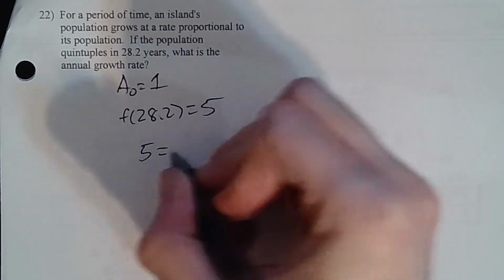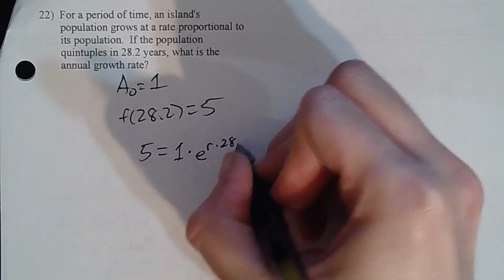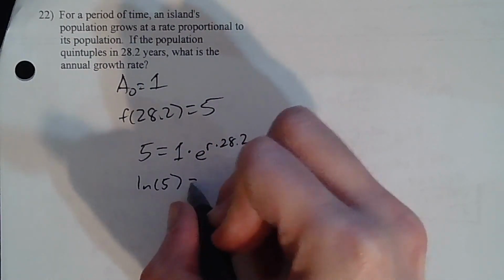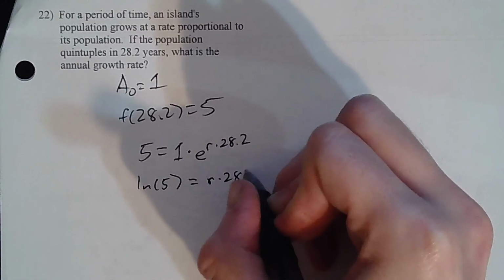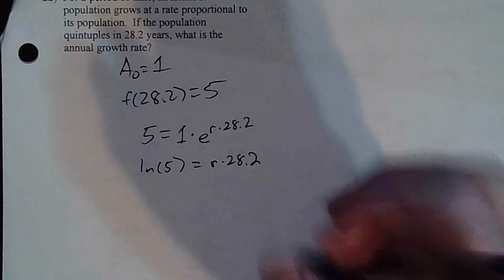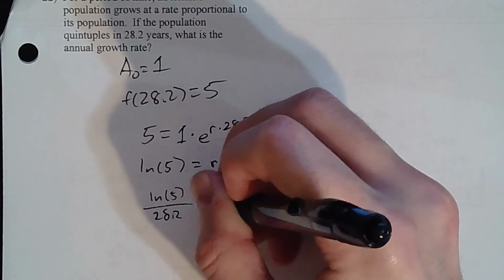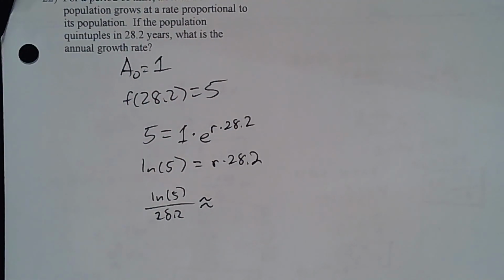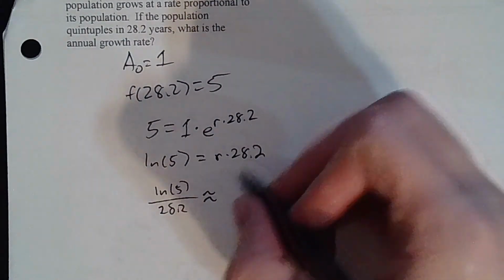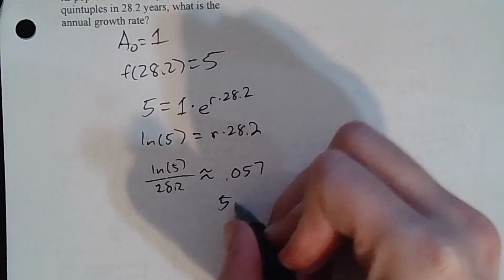So 5 equals 1 multiplied by e to the r times 28.2. Dividing by 1 keeps it a 5, so I can just do ln of 5 equals r times 28.2. And divide both sides by 28.2 to get what r is. You'll get ln of 5 over 28.2, which is approximately 0.057, or 5.7%.